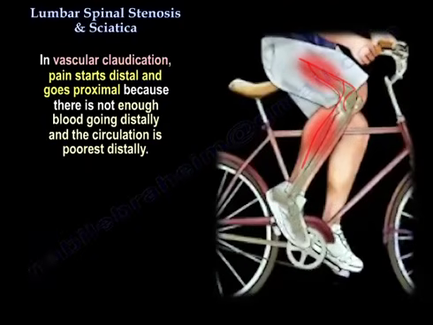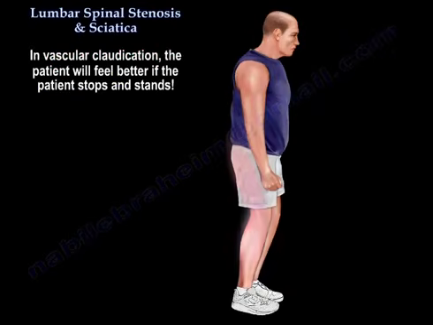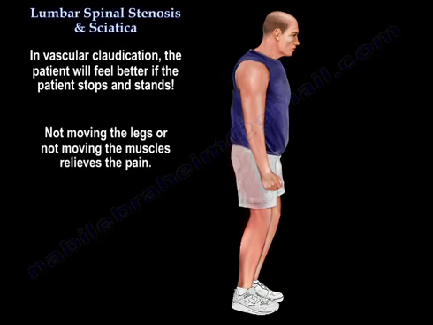In vascular claudication, pain starts distally and goes proximally because there is not enough blood going distally and the circulation is poorest distally. The reverse occurs in spinal stenosis, where the pain starts proximally and goes distally. In vascular claudication, the patient will feel better if the patient stops and stands. Not moving the legs or not moving the muscles relieves the pain.